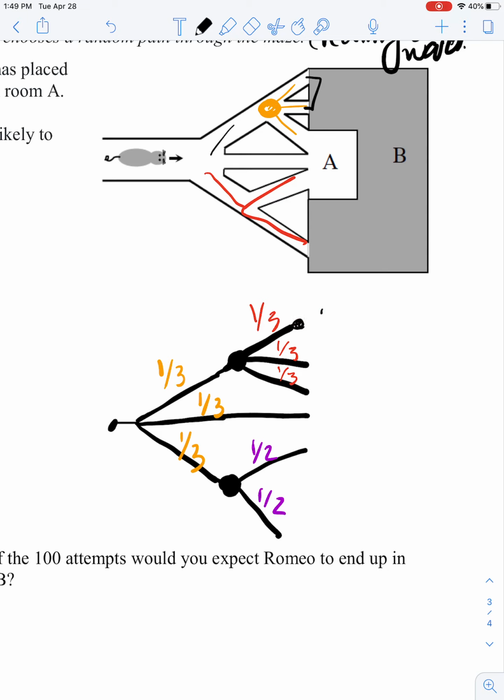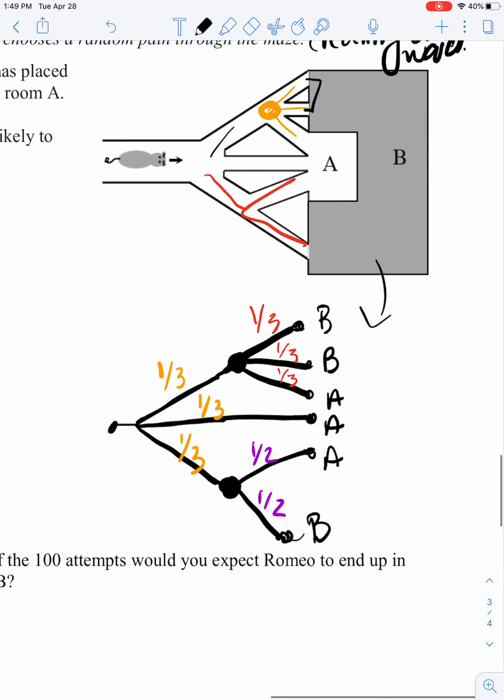Now let's label the doors. These 2 lead to door B. This leads to door A. This leads to door A. This leads to door A. And this one down here leads to door B. So all I've done is redraw the situation.